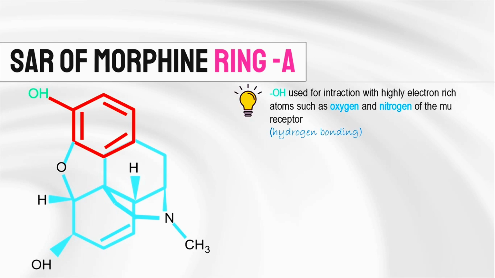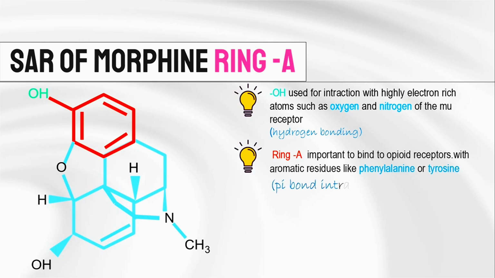The benzene ring of ring A isn't just sitting there, it's actively engaging in a fascinating dance called pi-pi stacking with aromatic residues like phenylalanine or tyrosine within the receptor. Picture the swirling clouds of pi electrons overlapping, creating a stable and specific connection. This interaction further cements the morphine receptor complex, ensuring that the binding is both strong and precisely targeted.